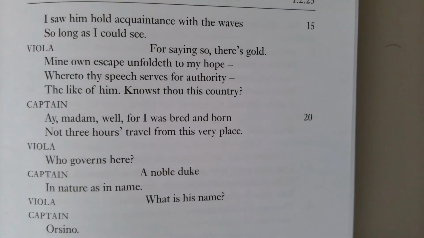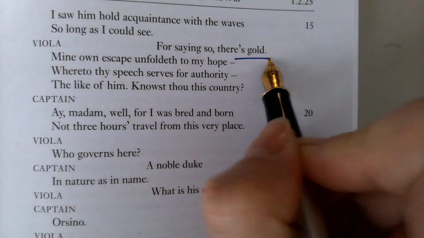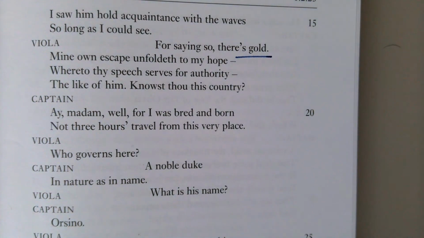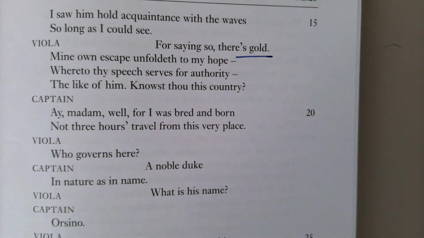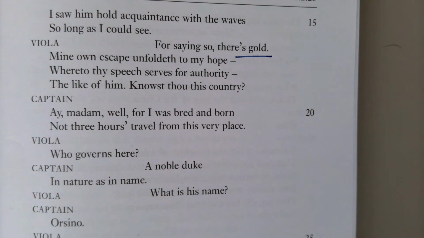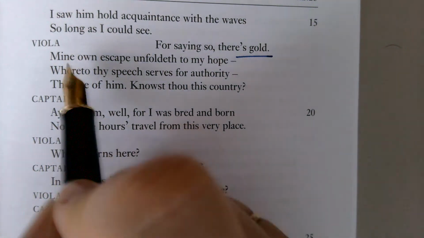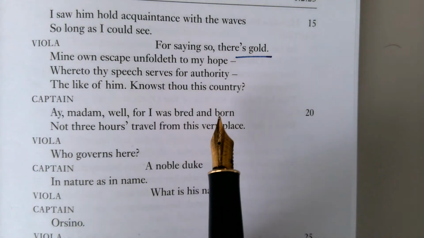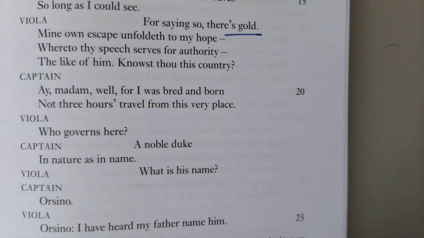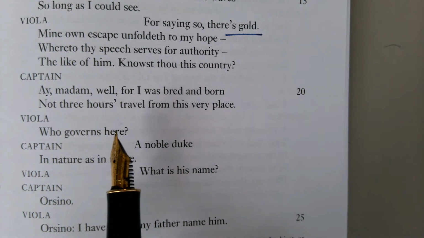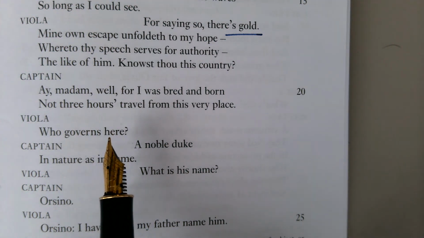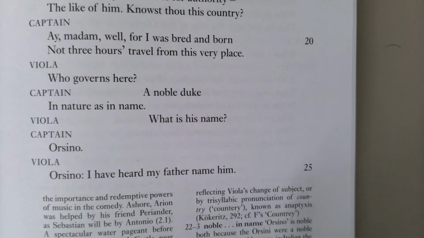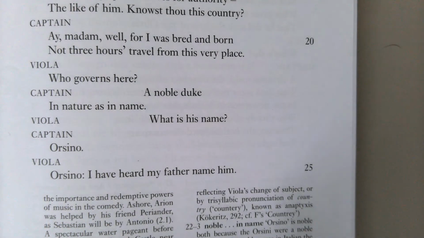And Viola rewards that hope with money. Ah, so she's a woman of means. She's got gold. Also, the fact that she has managed to escape gives her hope that he has. "Mine own escape unfoldeth to my hope." And then she asks, do you know this country? Well, lucky for you, Viola, the captain was born not 3 hours away. So he knows Illyria. And then they have a bit of a chat about Orsino.